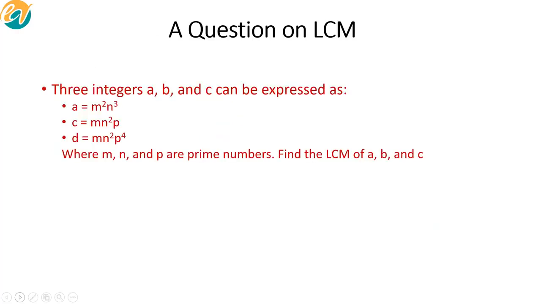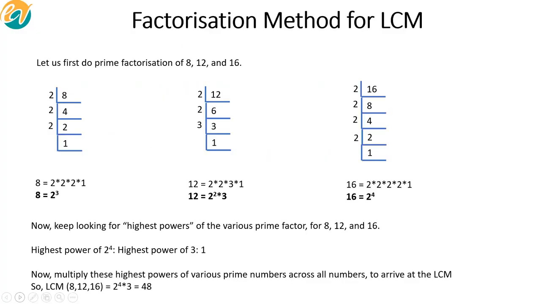Three integers A, B, C can be expressed as follows. A is equal to m square into n cube, B is equal to m n square p, and C is equal to m n square p raised to the power 4, where m, n, and p are all prime numbers. So what is the LCM of A, B, and C? This question is a direct application of the concept that we discussed here.